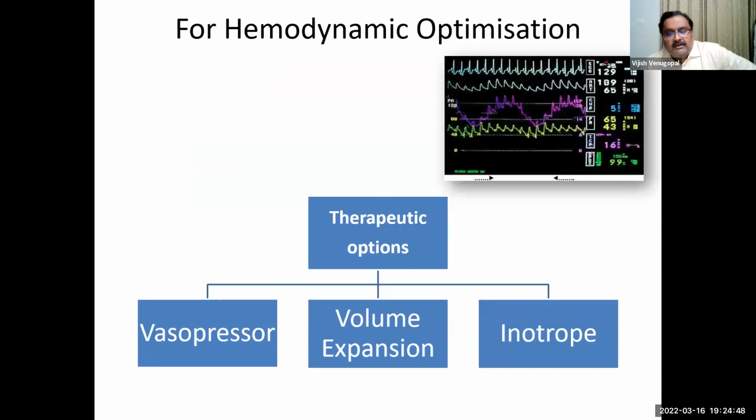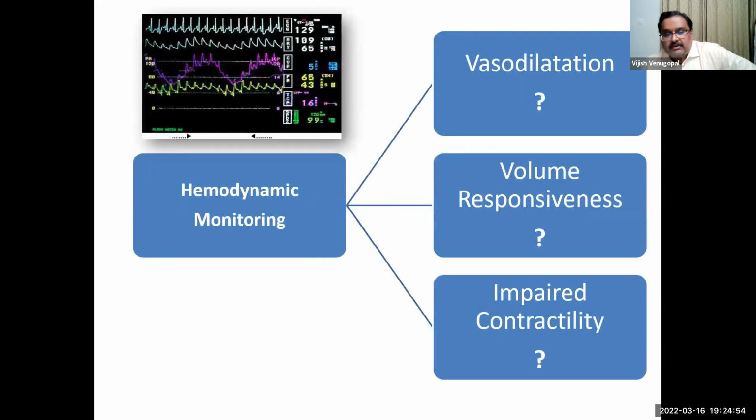So ultimately, after finding all these things, there are only 3 therapeutic options left with you. Either you can give a vasopressor, volume expansion, or an inotrope. So if there is vasodilatation, which you can detect by looking at the diastolic blood pressure or your systemic vascular resistance, you give a vasopressor. If the dynamic indices tell that there is preload responsiveness, give fluid.